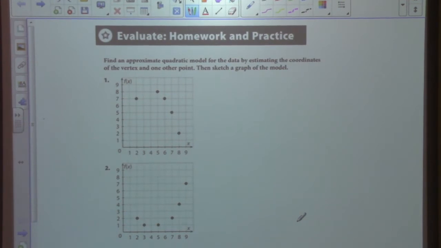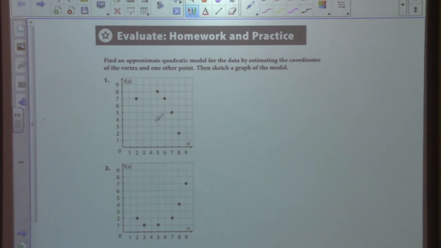We're going to follow up on what we started yesterday, and Ben, you weren't here for that, which was fitting quadratic functions to data. And we'll be using our calculator today and probably Friday.